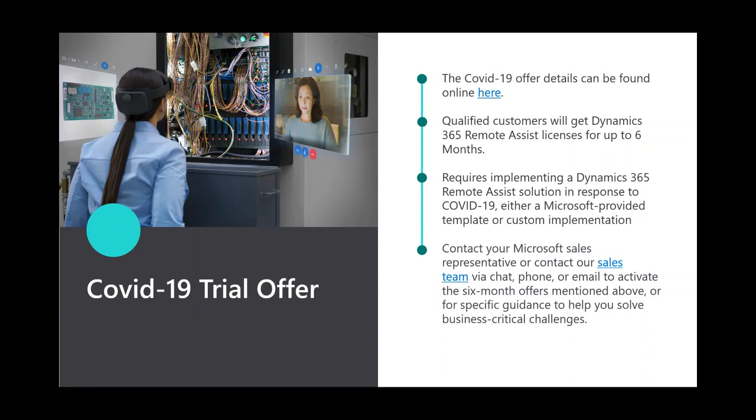So just to talk more about the COVID-19 trial offer, we're excited to share this with you because this is a recent offer that came about with this current crisis. And so we offer up to 6 months free using Remote Assist, and you must be implementing a Remote Assist solution in response to this crisis. And so we think this will better enable our customers to do their job productively. And then in order to get this trial, you can contact your Microsoft representative or contact our sales team to discuss and activate this offer, and they can walk you through how to set up this process.